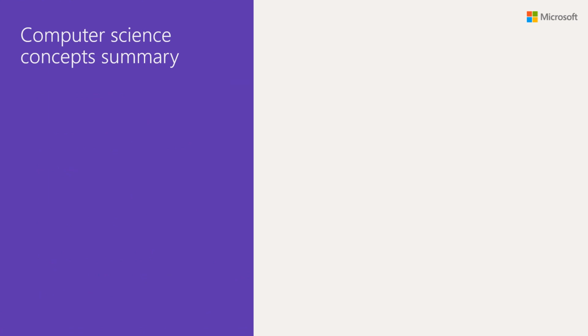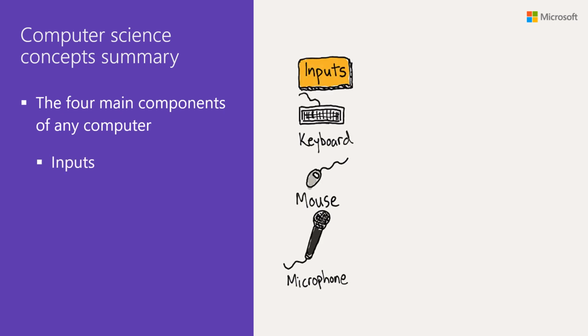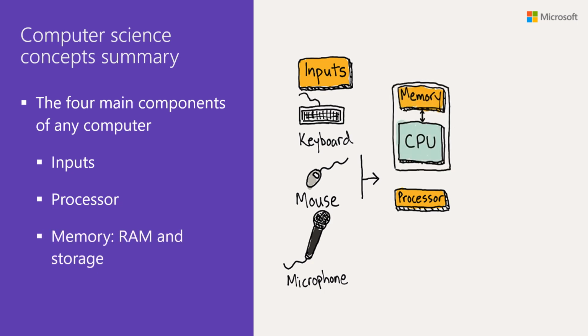So let's go over the main computer science concepts. The four main components that make up any computer are inputs, like using the keyboard, mouse, or microphone. The central processing unit, or CPU, is how a computer processes and transforms information. There are two types of memory: random access memory, or RAM, which is like short-term memory, and things stored there disappear when you turn off the computer. Storage, or the hard drive, is like long-term memory, where information can be stored even when a computer is powered off.